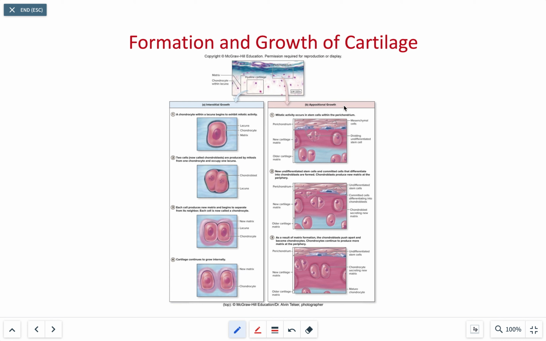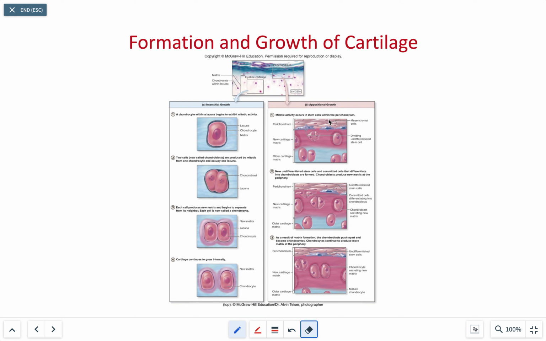So when we're looking at appositional growth, it means the outside edges, the peripheral or the periphery. And the most important cell at the beginning in step 1 is going to be the mesenchymal cells. So the mesenchymal cells are located on the peripheral aspect of the cartilage. And what we're going to see is the division. So the mesenchymal cells are located on the outer shell, or what is known as the perichondrium.